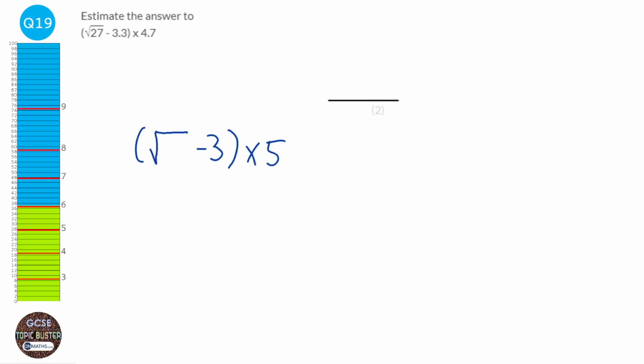Now 30 is no easier to work out. So square numbers are a bit of an exception. When you've got a square root, you've got to find it to the nearest square number. So 27 to the nearest square number is 25. So the square root of 25 is 5. And then 5 take away 3 is 2, times 5 is going to be 10. So our answer is 10.